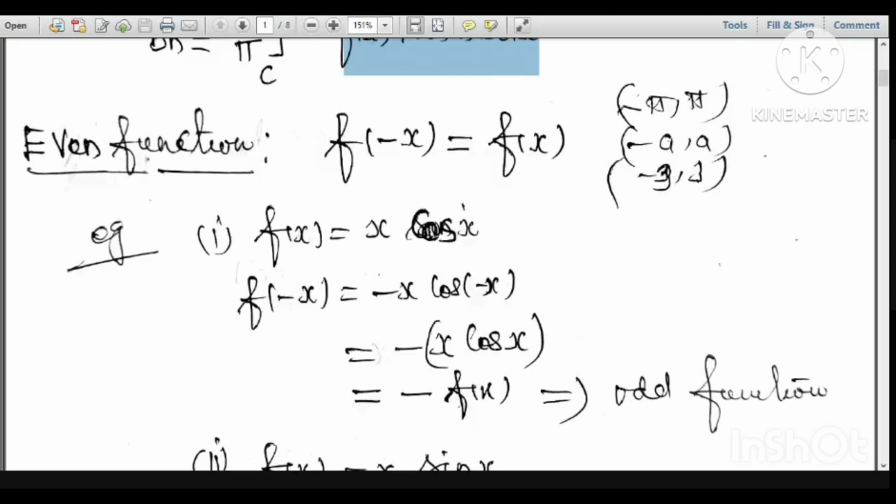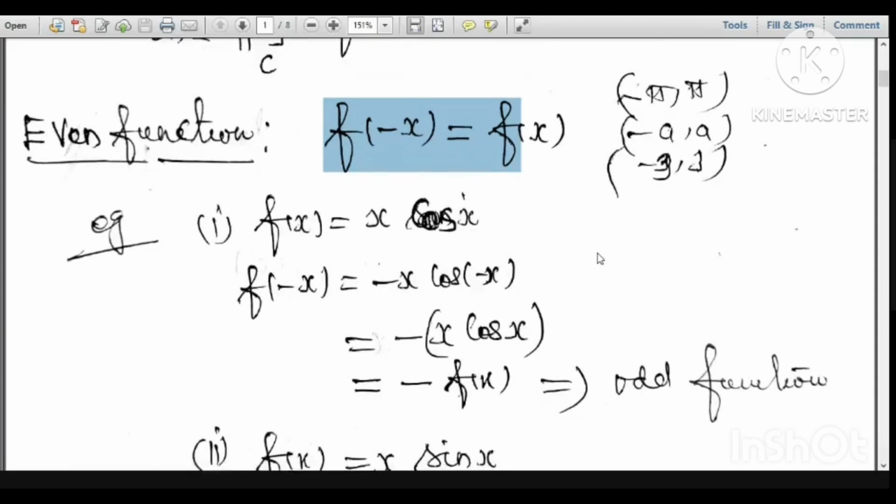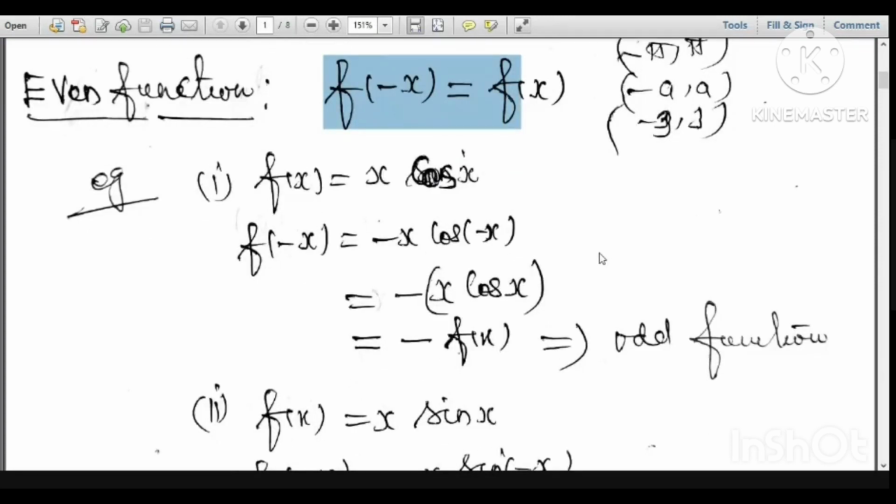So even function means if f of minus x is equal to plus f of x, this is even function. Odd function means f of minus x is equal to minus f of x. Both sides are minus, that is odd function. One side is minus, another side is plus, that will be even function. So f of minus x is equal to plus f of x is even function. F of minus x is equal to minus f of x is odd function.